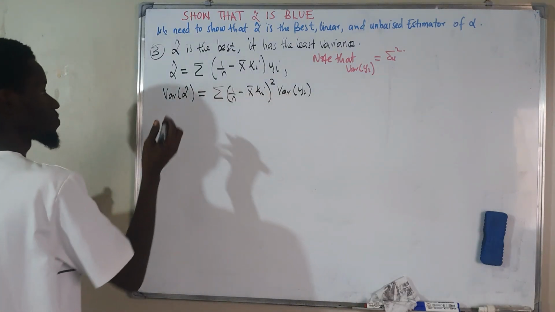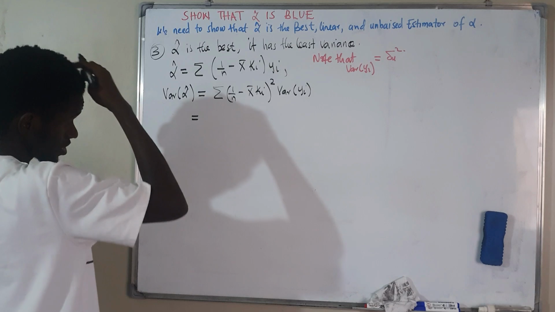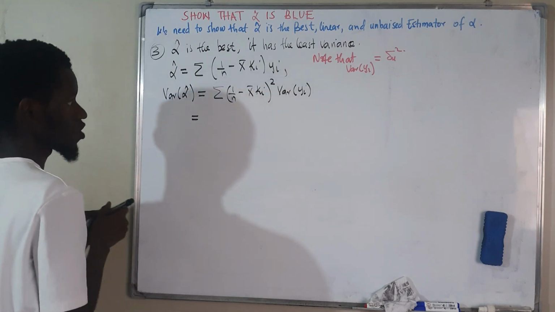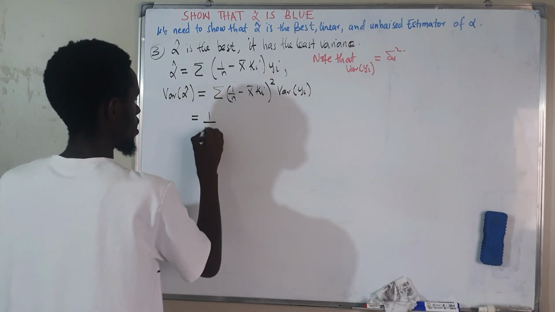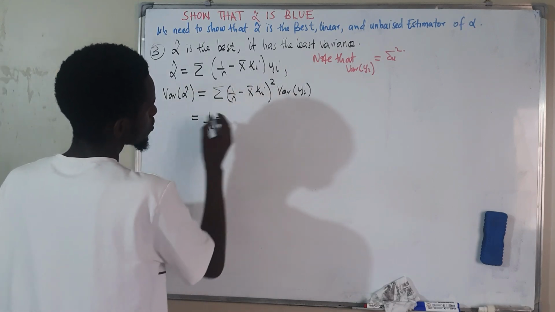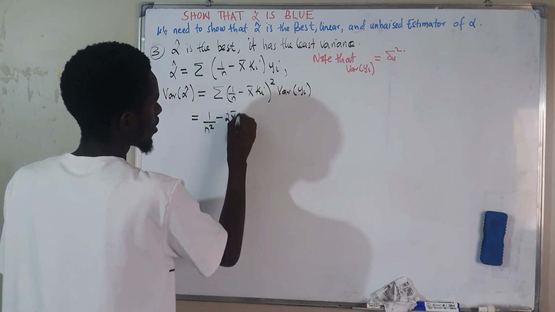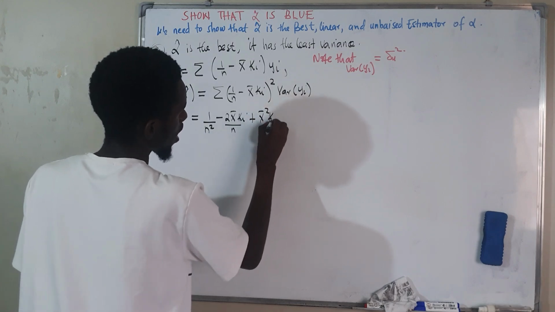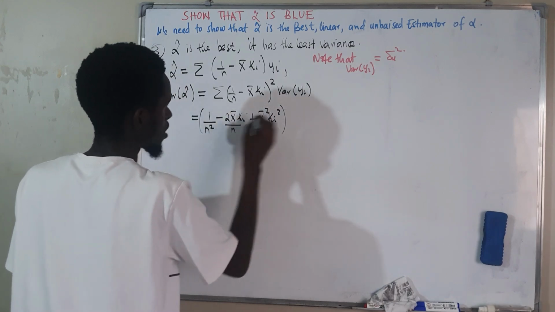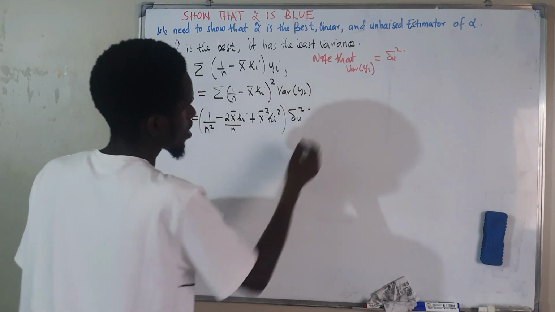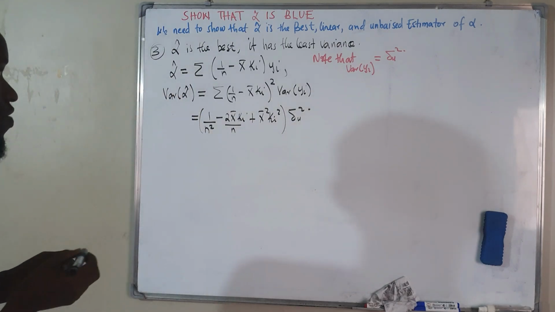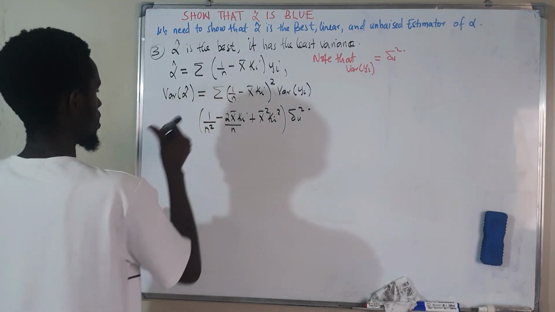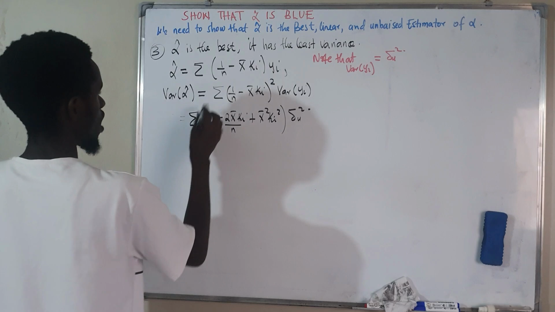Now from here, we can expand our bracket by squaring everything. So I say 1 over n squared minus 2 times 1 over n times x bar ki over n, plus x bar squared ki squared, everything times sigma u squared, the variance of y. But remember, we still have a summation sign here.